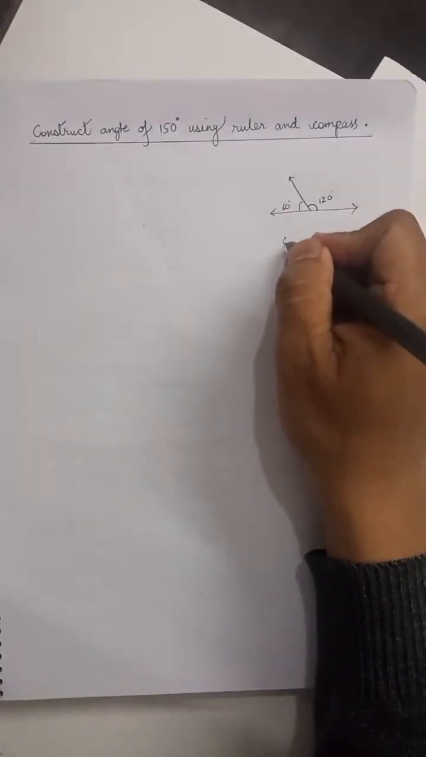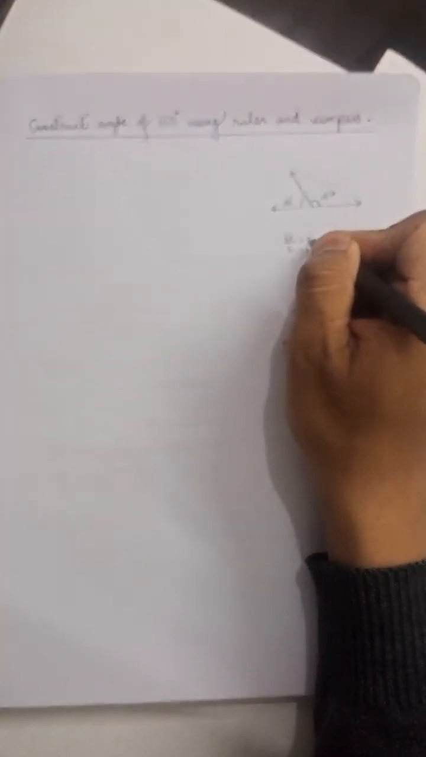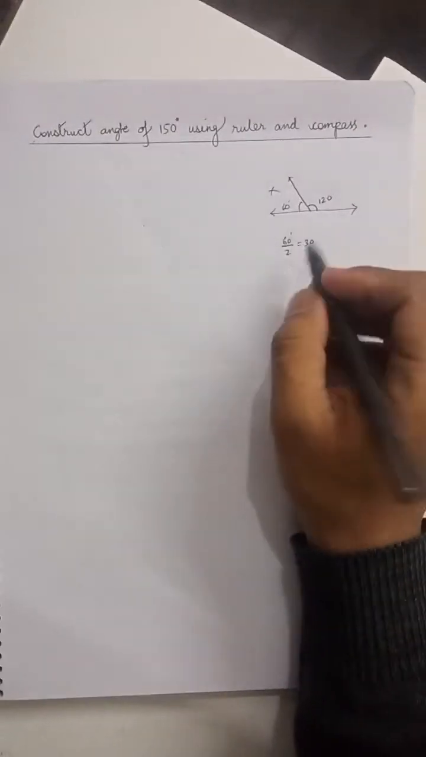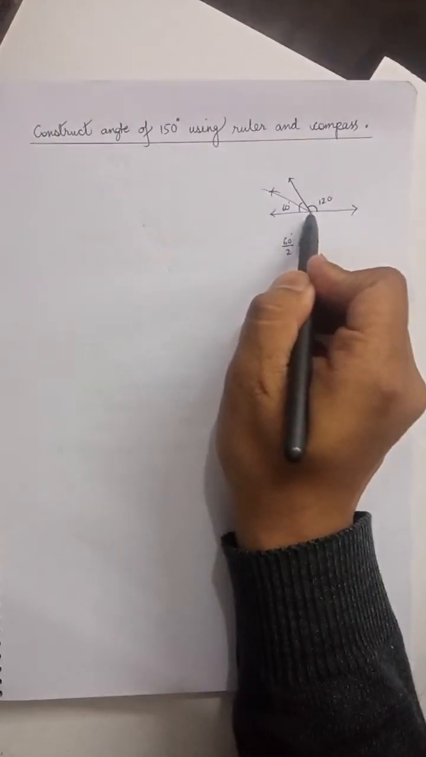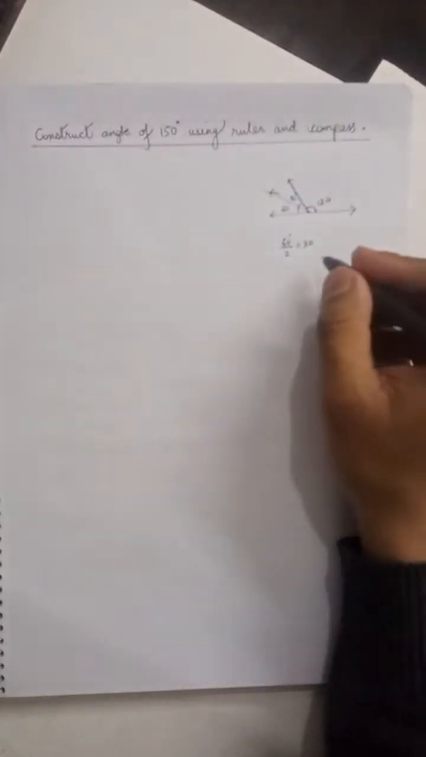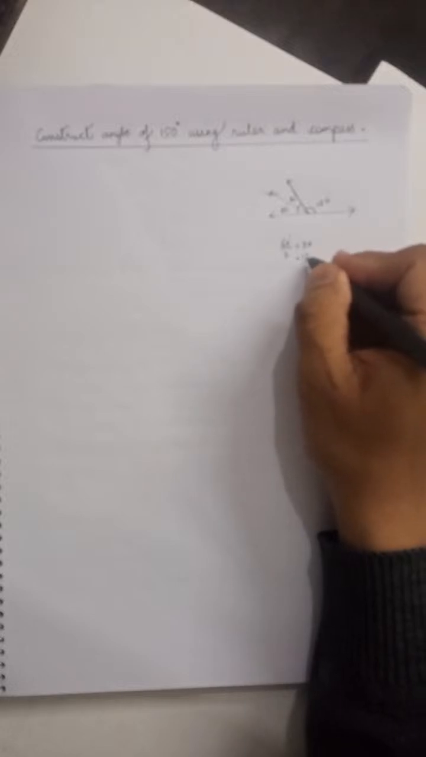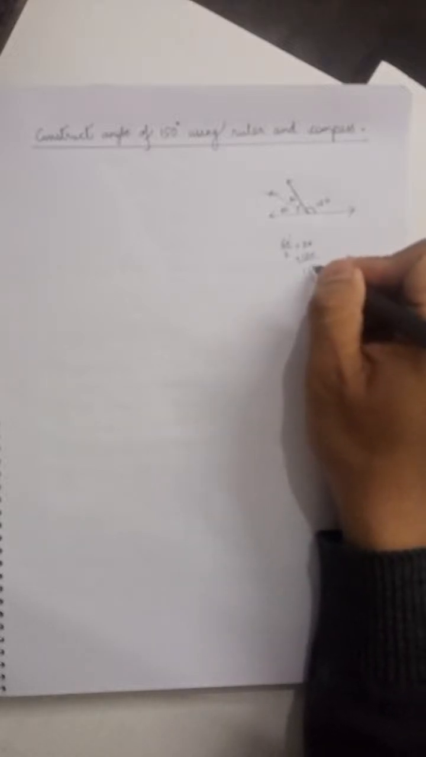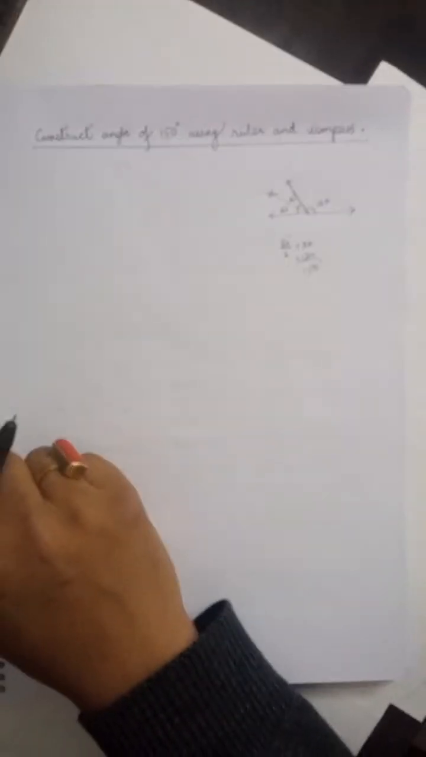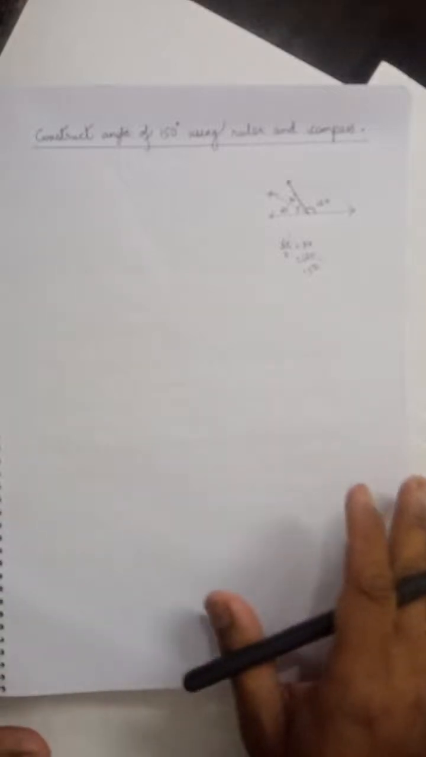So what is half of 60? Half of 60 is 30 degrees. If I somehow draw an angle bisector here, this will be 30 degrees. So 30 plus 120 is how much? 30 plus 120 is 150 degrees. So that is what we are required to do. In fact, that is what we are going to do.